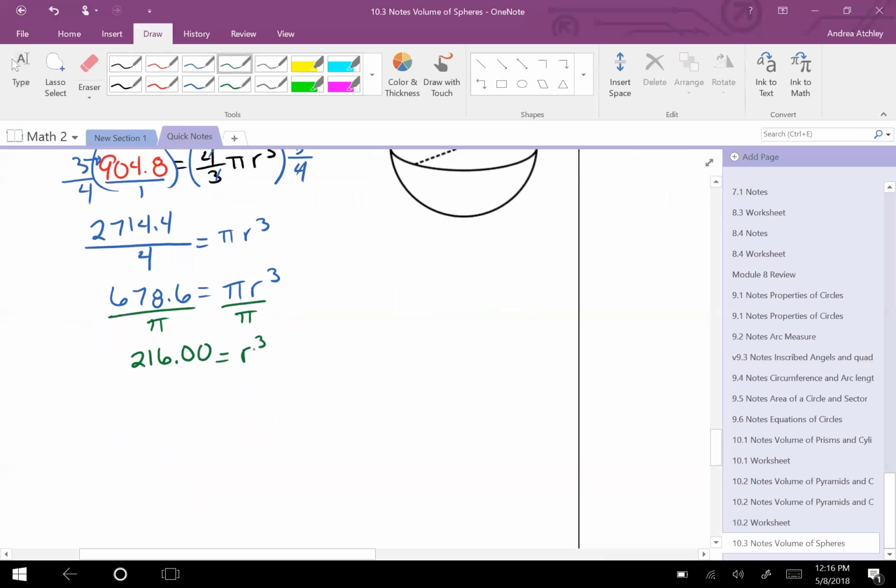Okay, does anyone remember how to get rid of something that's cubed? You gotta remember way back to first semester. What is it? Say it, Alex. It's okay if it's wrong. Yeah? Cube roots, right? To undo a square, I square root. To undo a cube, I cube root.